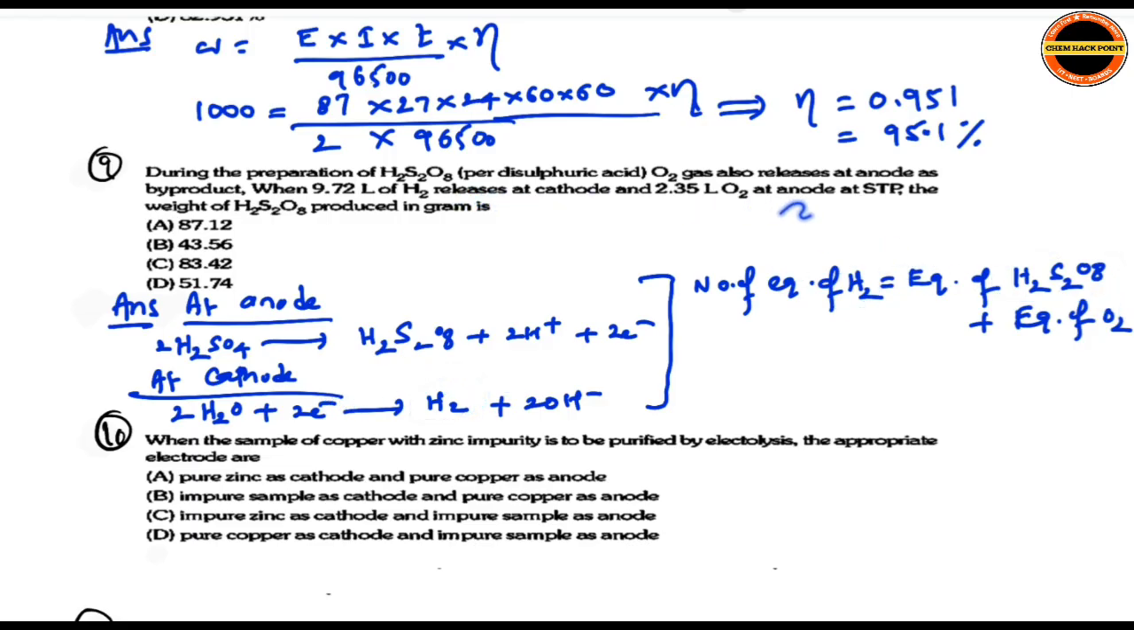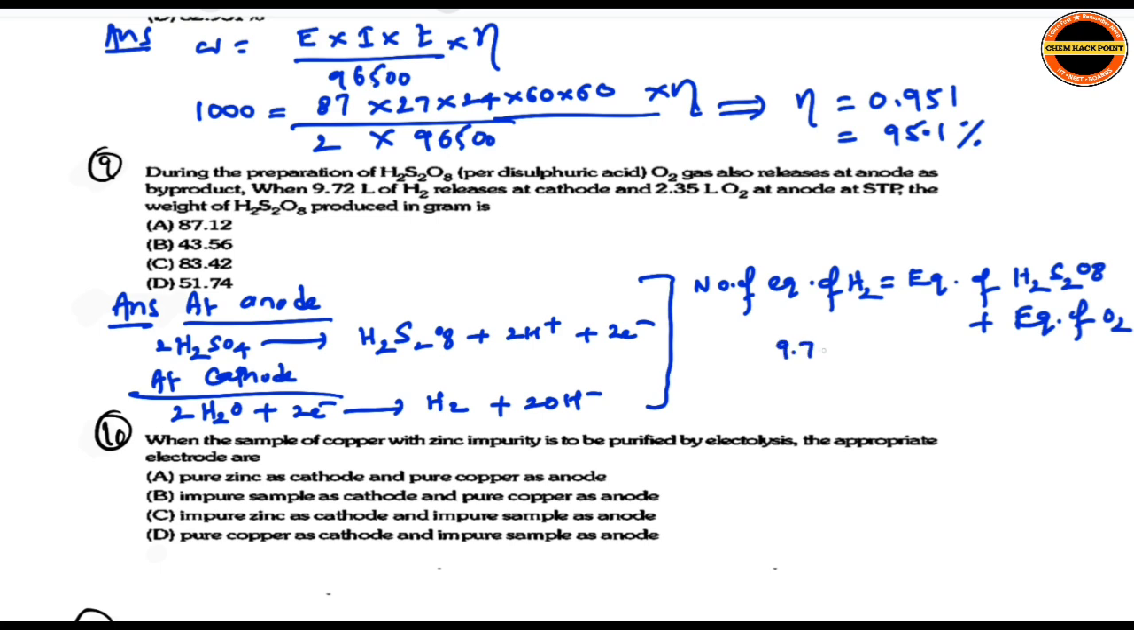But they specified that when 9.72 liters of H2 is released at the cathode, and they mention O2 gas also is released at the anode. At the anode we need to mention even O2 gas. So O2 gas also releases at the anode as a byproduct. So observe what happens here: H2S2O8 along with O2 gas, that's why I added the equivalent of O2 gas. They mention it. So if we go with number of equivalents of H2, how do we convert?